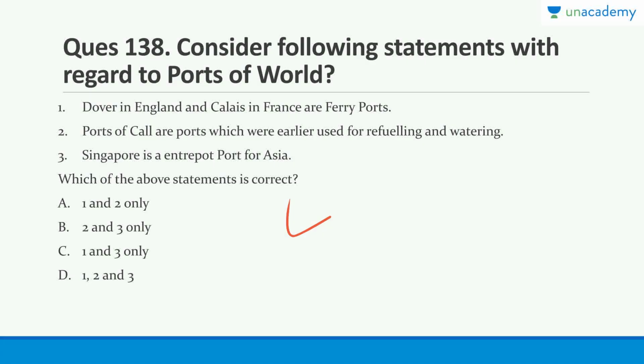Okay. Question number 138. Consider the following statements with regards to the ports of the world. Dover in England and Calais in France are ferry ports. Yes. Ports of call are ports which were earlier used for refueling and watering. Correct. Singapore is an entrepot port for Asia. This is also correct. So the answer is D, 1, 2, 3.